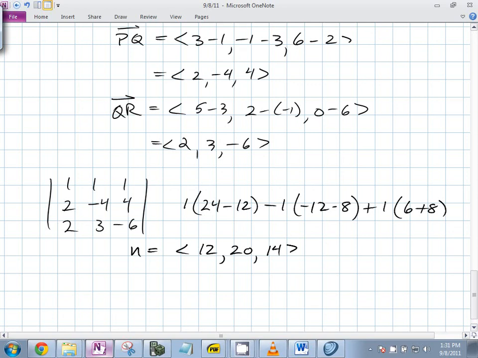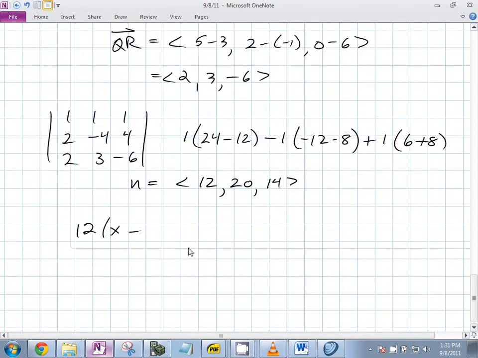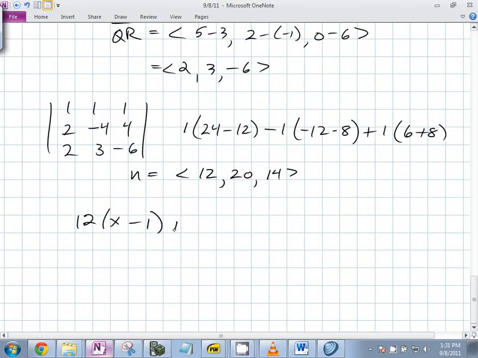So then you have 12 times x minus. Now it just totally depends on which point you pick. Which point do you want to pick, Josh? P, Q, or R? I picked P. It was the easiest. 1, 3, 2? Yep. 1, 3. Whoa, I said 3 and wrote 20. Equals 0. And then hopefully it collapses nicely.